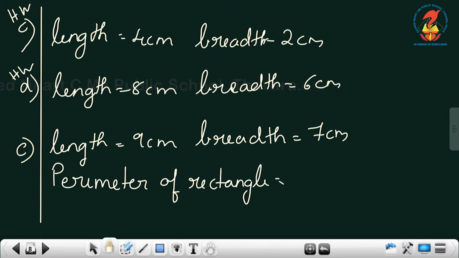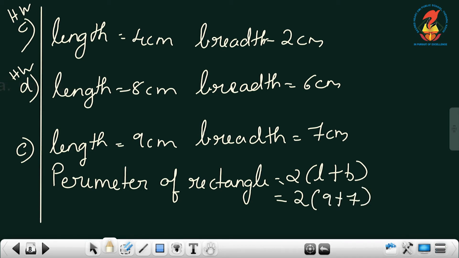Perimeter of rectangle. The last question I'll show you. 2 into L plus B. L is 9 centimeter, B is 7 centimeter. So 2 into 9 plus 7. How much is 9 plus 7, children? Yes, it is 16. So 2 into 16 centimeter. 2 into 16 is 32 centimeter.